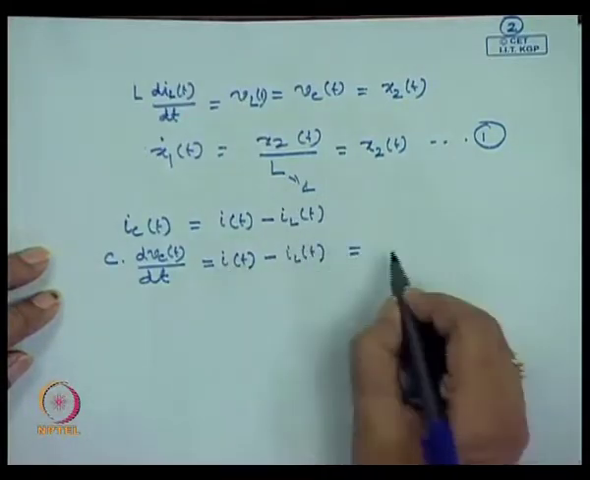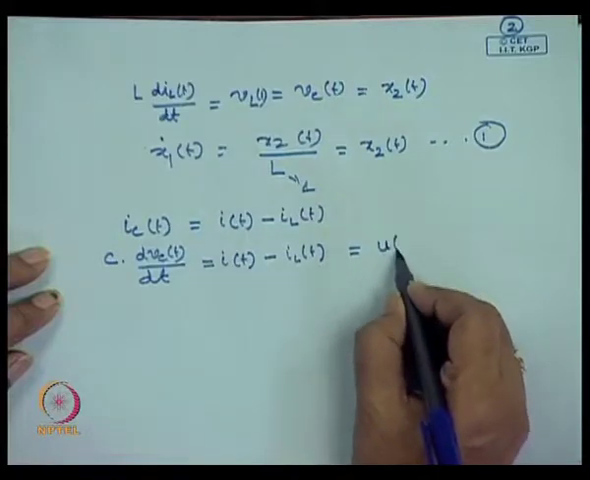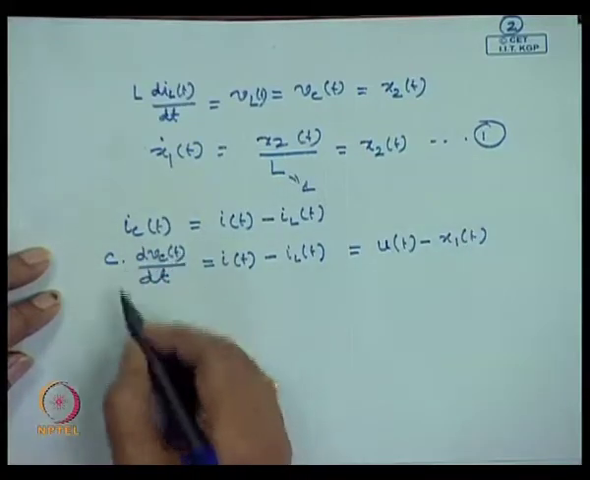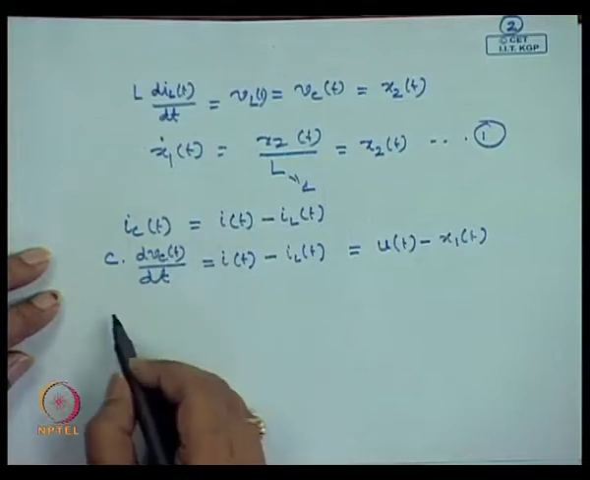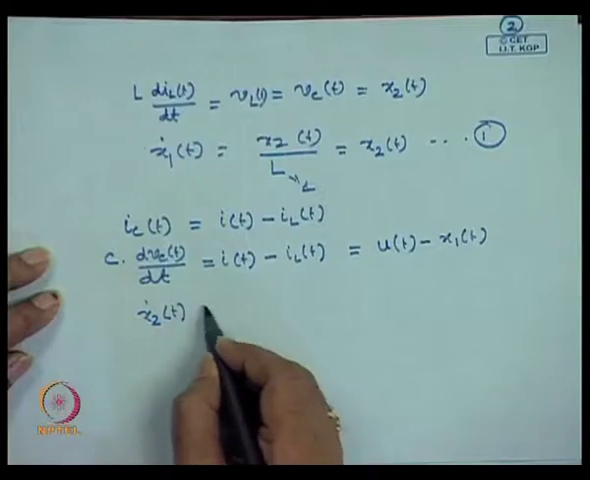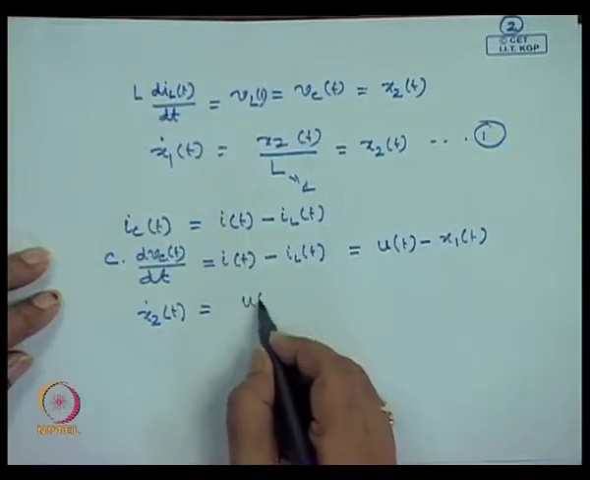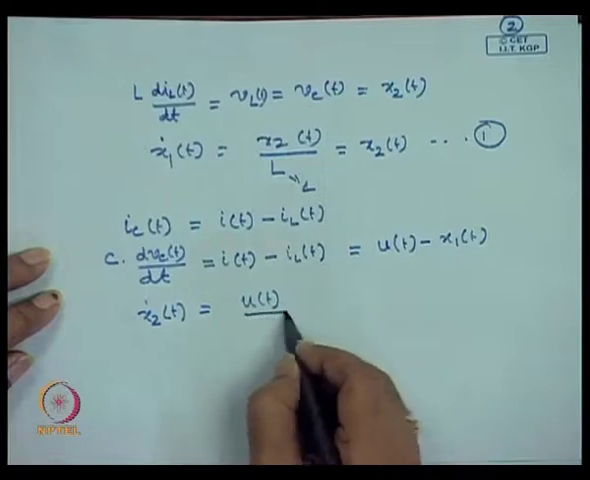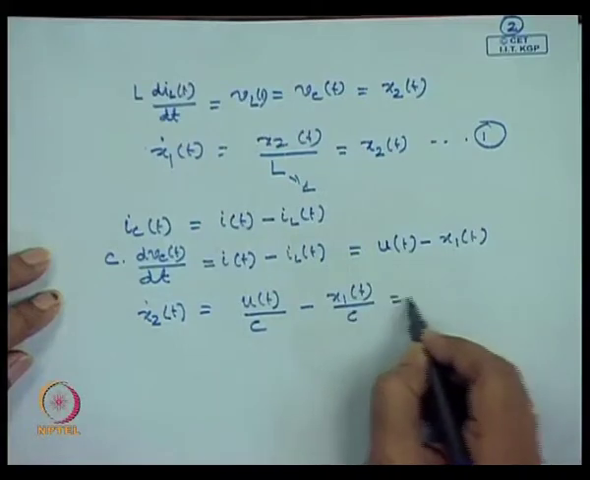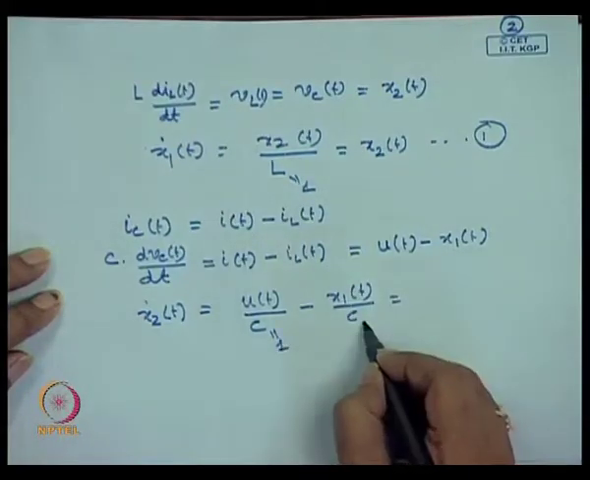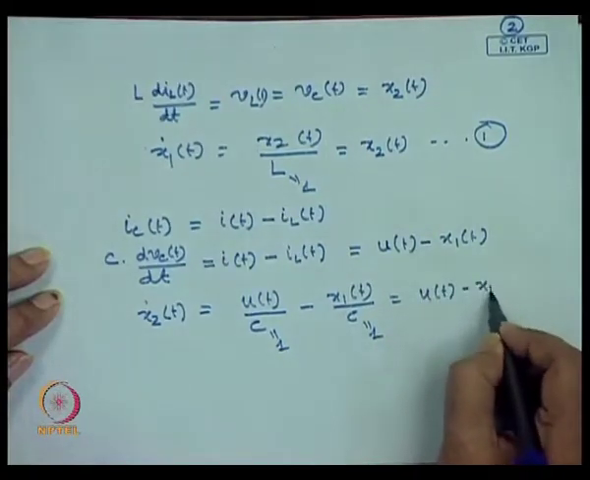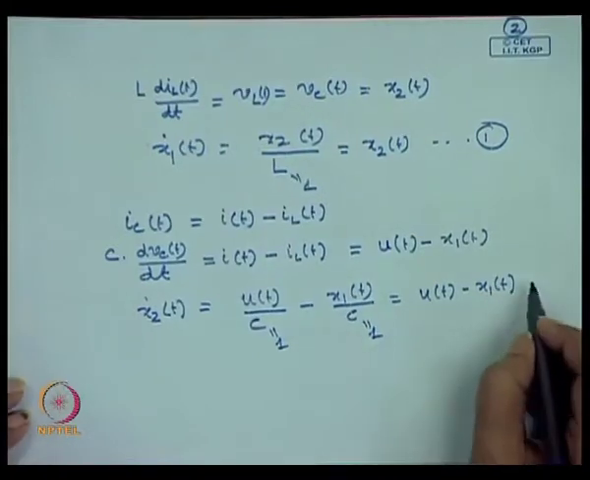And I of t is u of t, the input, and I_L is x1 of t. Now, V_C is x2. So x2 dot of t is equal to u of t by C minus x1 of t by C. Since C is equal to 1 farad, it is u of t minus x1 of t. So, that is equation number 2.